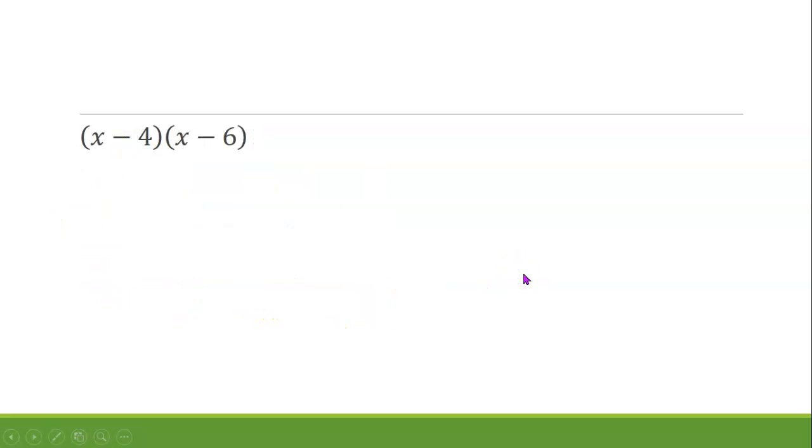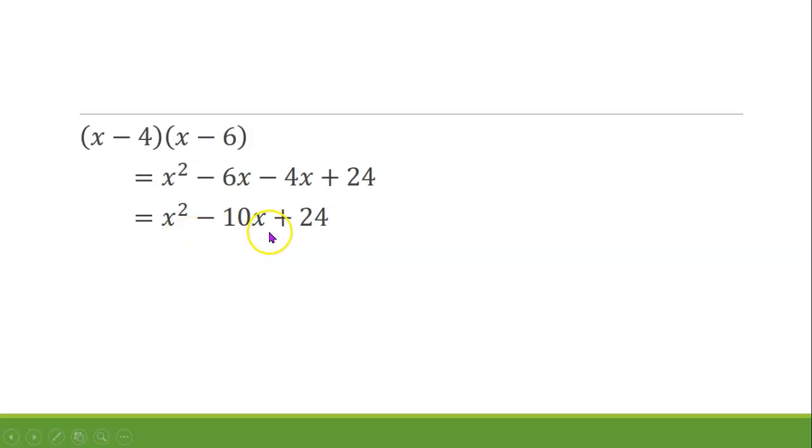Let's try another one. x minus 4 times x minus 6. First, we have x squared. Outside, we have minus 6x. And inside, we have minus 4x. And those are going to combine to give us a minus 10x. And then last, we have a plus 24. So that's x squared minus 10x plus 24.